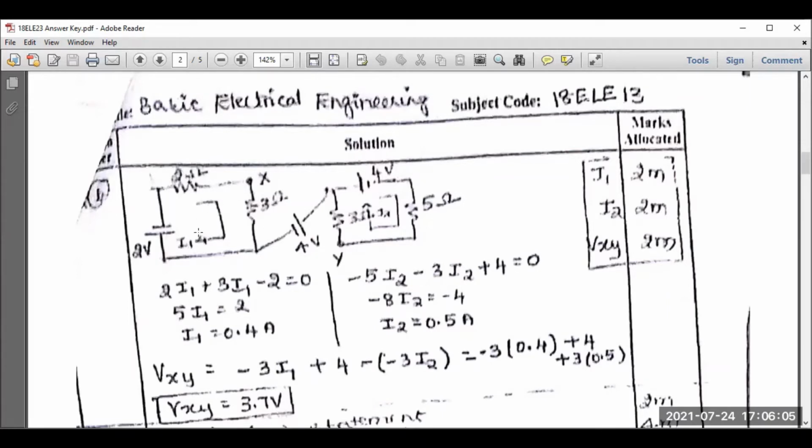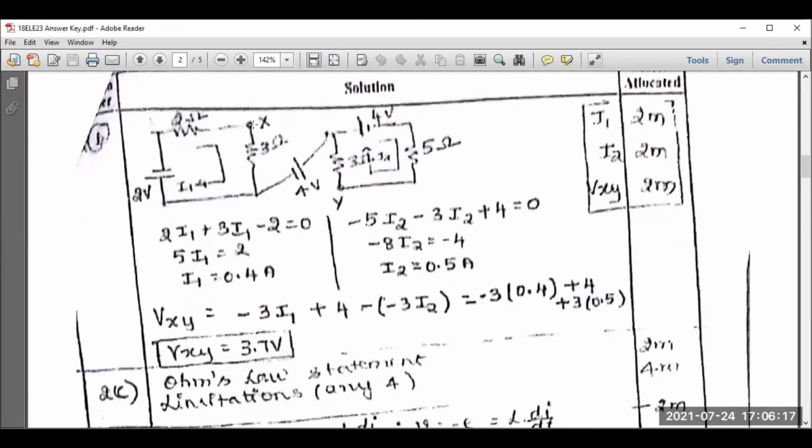In the first loop, the current flowing through the loop is I1, and the current flowing through another loop is I2. Then you have to apply KVL and write the separate equations. I1 and I2 can be computed. So I1 and I2 are available here. Later you are supposed to calculate the voltage across X and Y. That you can also do with the help of KVL.